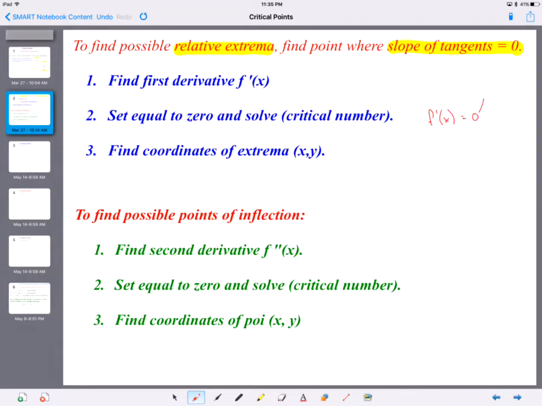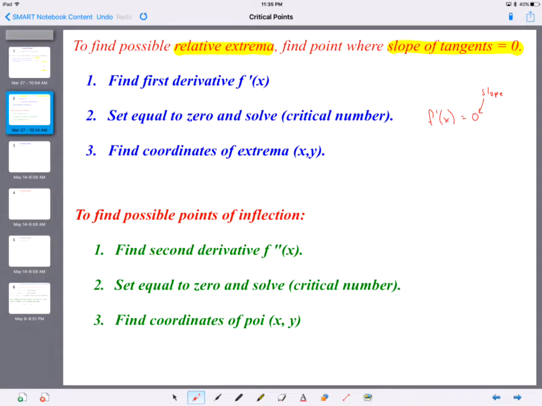Well, remember, this is the slope. And so we know that at the max and min points, the tangent line is going to be a horizontal line. So we know the slope will be 0. And then the last thing on 3 is we're going to find the coordinates of that. So once we actually find that x value, we will plug those back in to figure out what the y value is as well. So that's how we're going to find the relative max and mins.